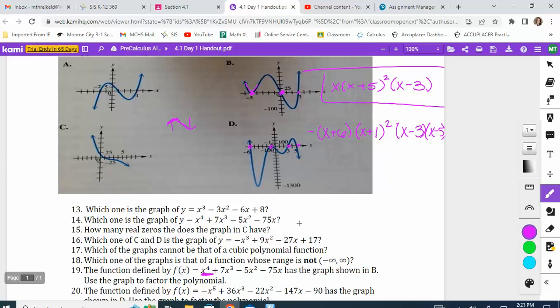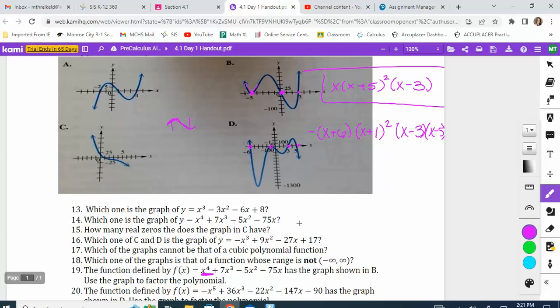13, A. 14, B. 15, 1. 16, C. 17, both B and D work. So there's 2 answers. If you only had 1, take off a half. And 18 is B. So 18 points.